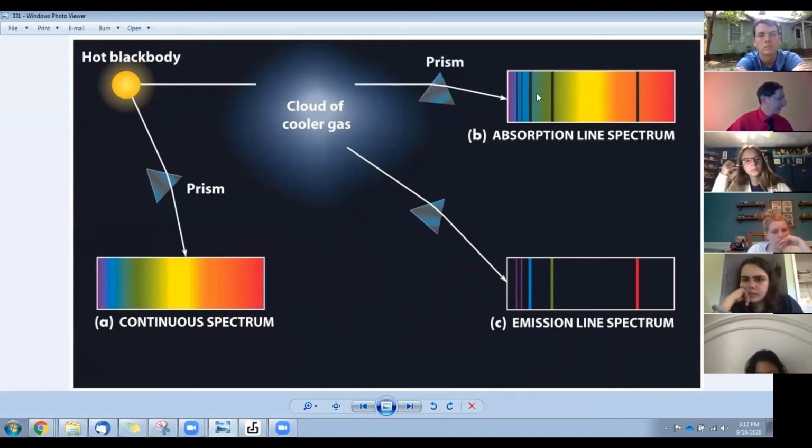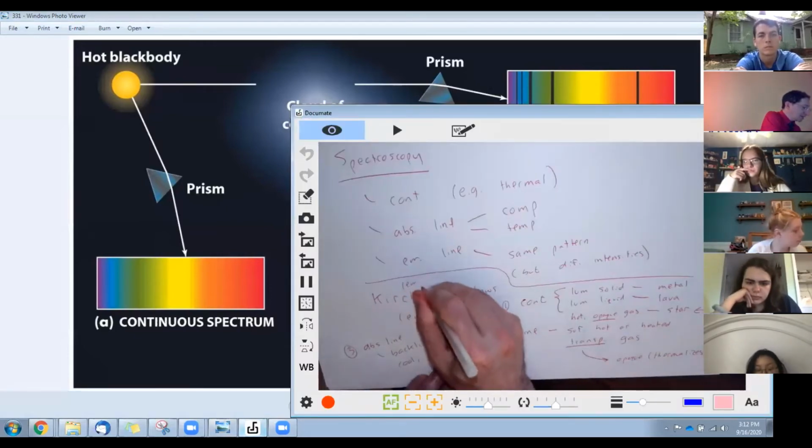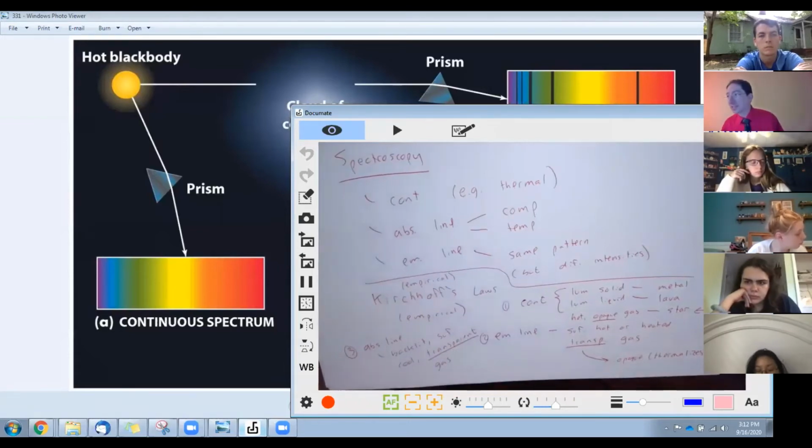Okay. Now, I should say Kirchhoff's laws are empirical laws. We talked about empirical law, physical law, universal law. This is empirical. He didn't explain why this is the case. He just did experiments in his lab and figured out these are the conditions. But we'll be able to explain it all once we understand atomic structure.